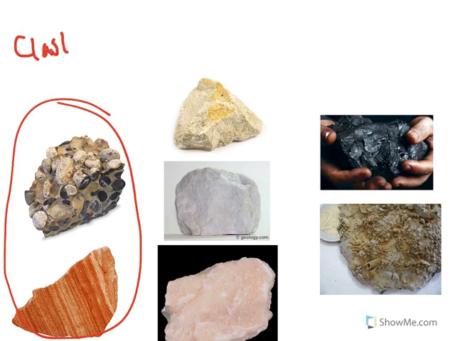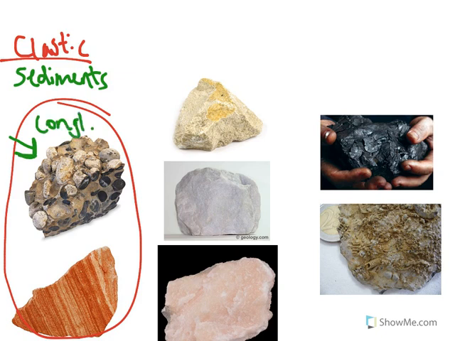Clastic or fragmental rocks. Clastic rocks are made up of smaller rock particles, so they're made up of sediments, which are smaller rock particles. Sometimes the sediments are very large, like the conglomerate, right, has very large sediments. Sometimes the sediments are very small, like the sandstone here, okay? But these sediments have been compacted and cemented together to create these clastic sedimentary rocks.